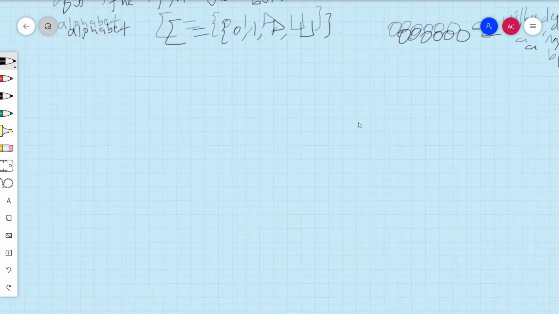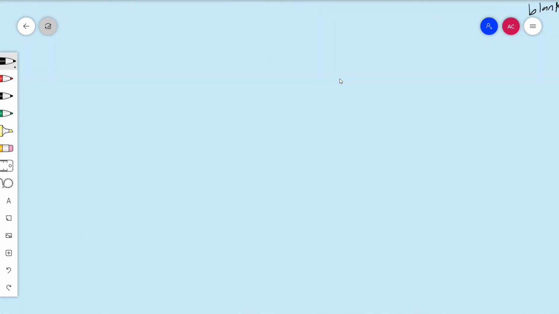Okay, so let's write down. We're finally ready to kind of do the proof, or to write down the statement. So here's the theorem. Let M be a Turing machine over the alphabet sigma. I'm going to call it sigma M for the machine alphabet.